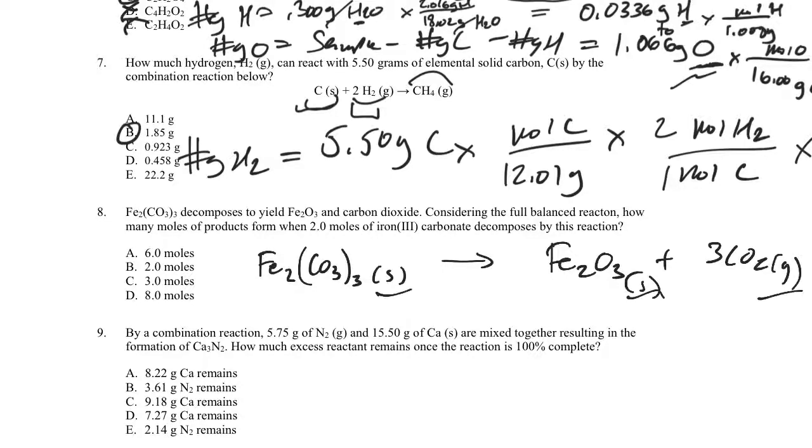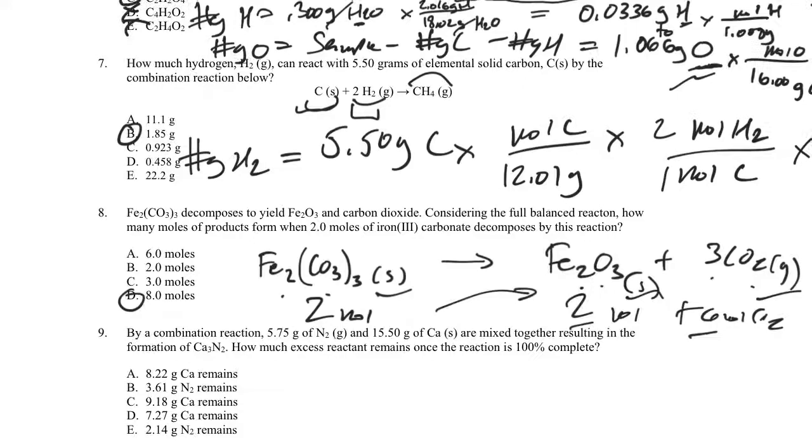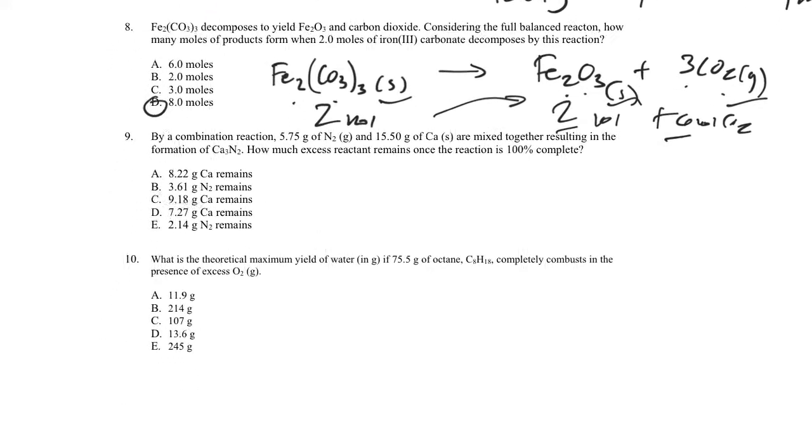But then our equation is balanced because we have 2 irons, 3 plus 6 oxygens for 9, so 9 oxygens, 3 carbons. So we are in balance here. So if we have 2 moles of this compound here that fully reacts, we're going to produce 2 moles of our product here, and then 6 moles here. So we're going to end up with a total of 8 moles. So we should have 8 moles of products form when this decomposition reaction takes place.